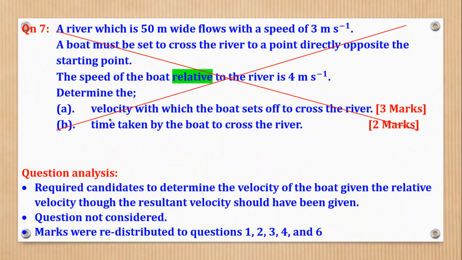So this is the question which was not well set, and the reason it was not well set was because of this word, relative. Crossing a river deals with resultant velocity, but the problem is they put the word relative instead of resultant. And remember, in UNEB you cannot correct anything. So once you sit for a paper and you realize there's a certain mistake, don't say there's a mistake in the paper. They cannot edit it once it has been printed. So marks were distributed to these questions.